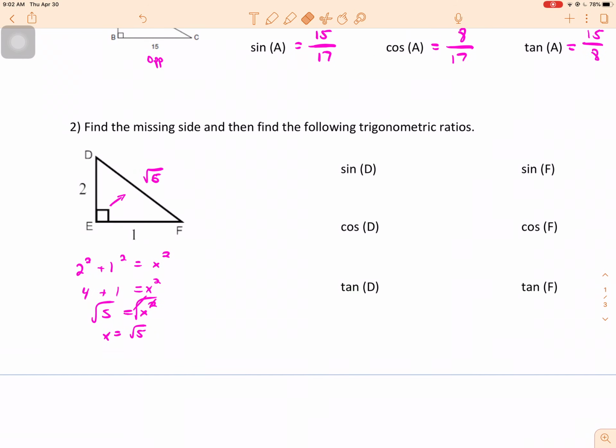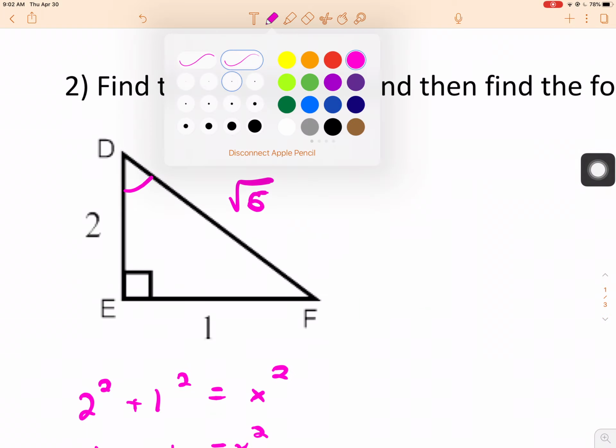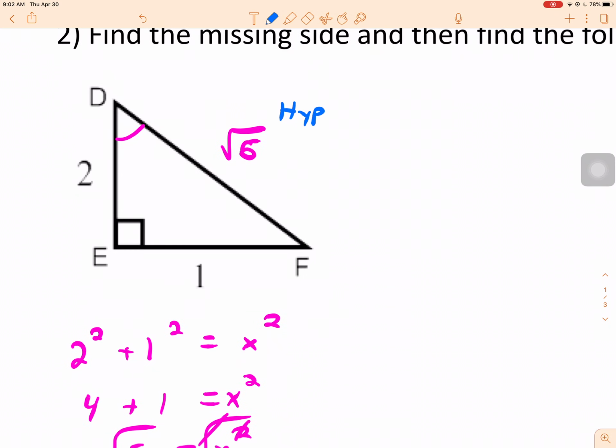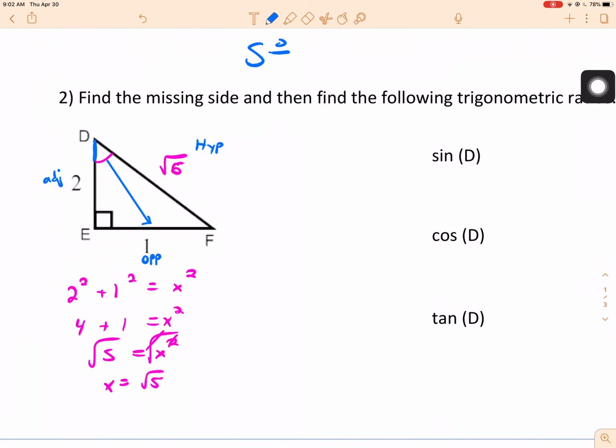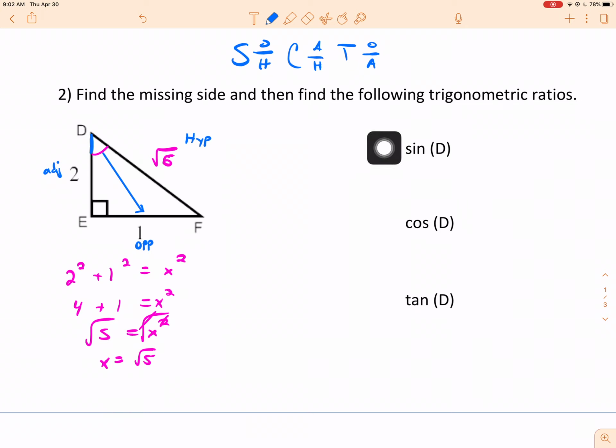So now it tells us to find the trig ratios for two different angles. So this is going to get a little tricky. Let's do these three first, all talking about angle D. So if we're talking about angle D right here, then that means that rad 5 is the hypotenuse. EF is opposite, right? It's across. And then adjacent is 2. So if we're talking about this, and I'm going to write my SOHCAHTOA up here. Here we go. So what is the sine of angle D? Opposite 1 over hypotenuse rad 5. Cosine adjacent 2 over hypotenuse rad 5. Tan opposite 1 over adjacent 2. And hopefully you start to remember this.